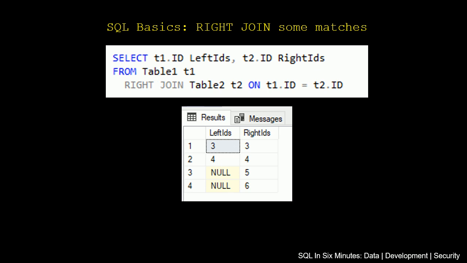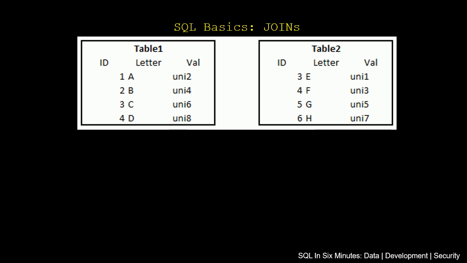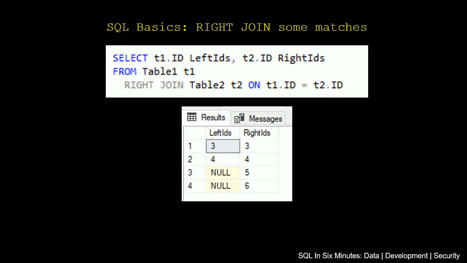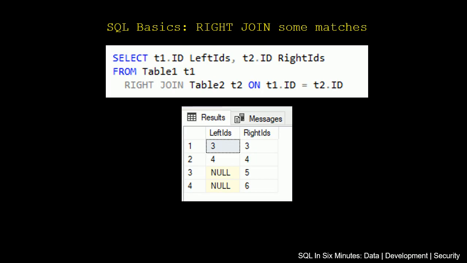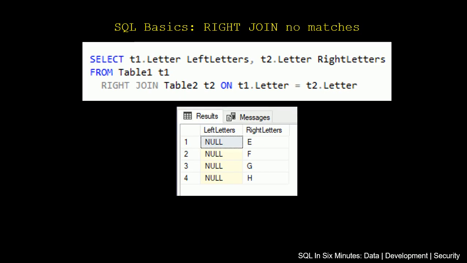And we remember, of course, if we look at our data, that the right table and the left table match when it comes to 3 and 4. Okay, so what that means, and again, if we go back to this example here, is if we were to do a right join on letters instead of IDs, what's going to happen is nothing is going to come back from the left table, and all of the letters are going to come back from the right table. And that is precisely what we see.